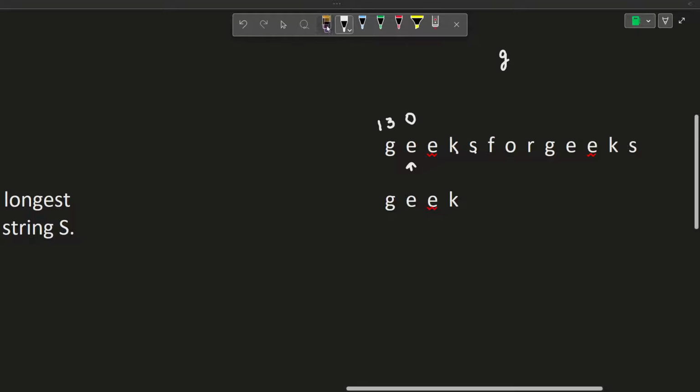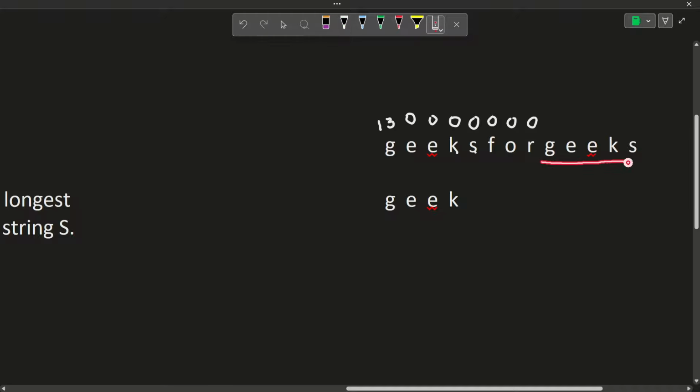So now let us continue to the next particular string. So the next character is again E, it is not present in the prefix, K is not present, S is not present, F, O, R, and then we have G, right? So now we have to figure out the length of the longest string starting from this particular position that is also present in the prefix of the string, right?